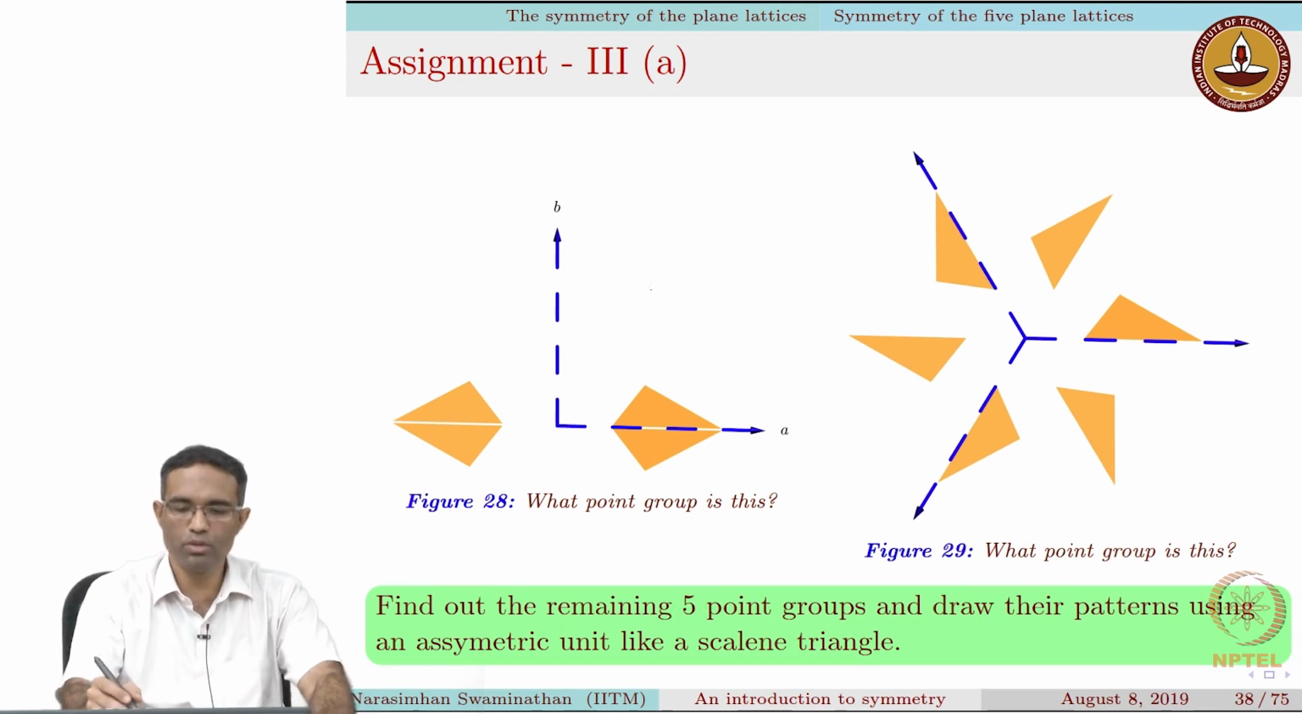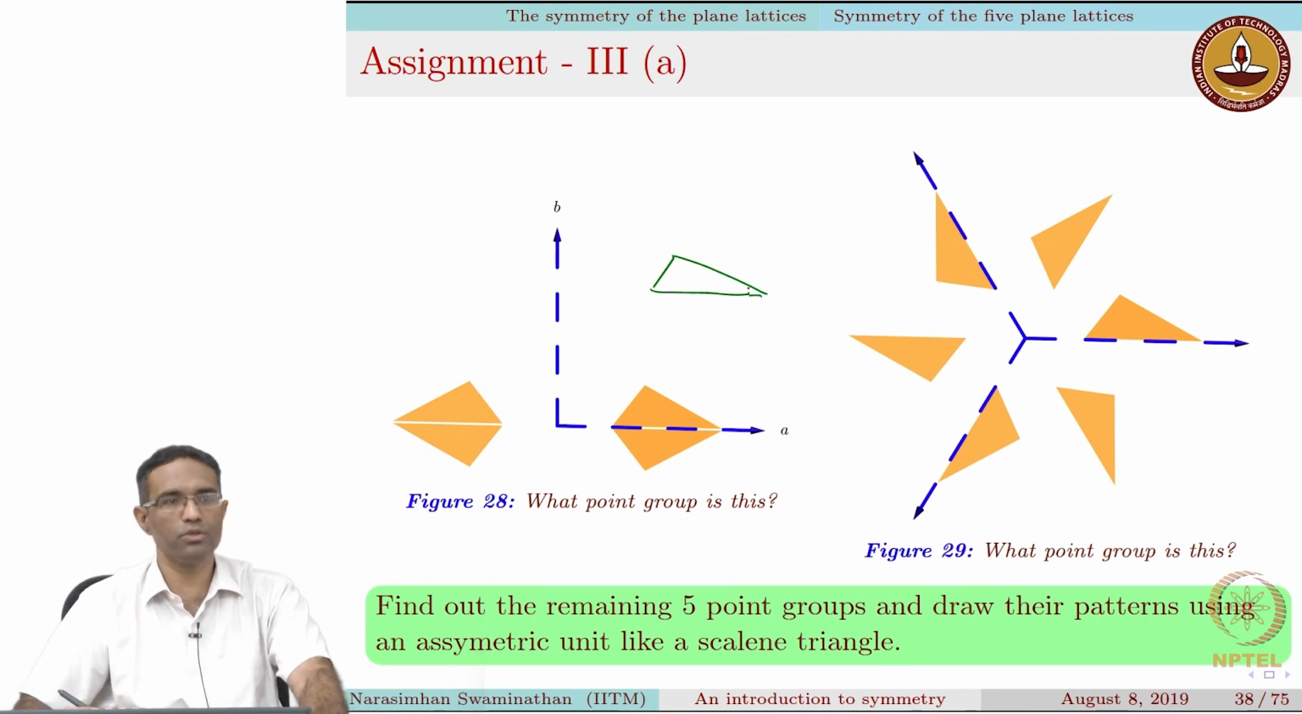A good idea would be to use this scalene triangle and then apply various symmetry operators to generate those patterns, using those various elements that may be present in those point groups.